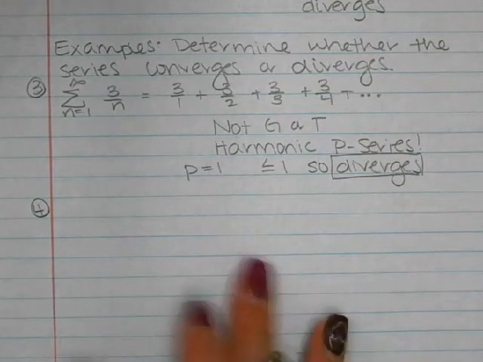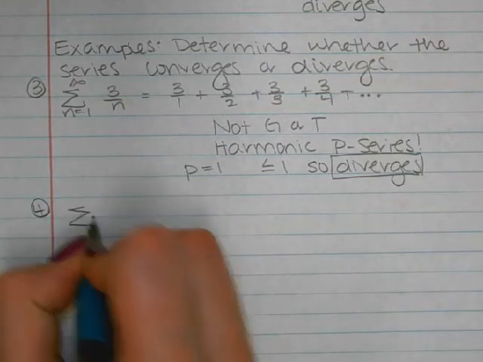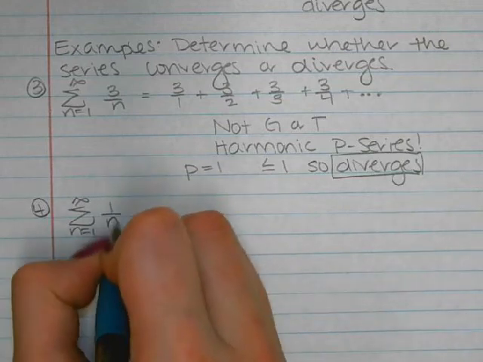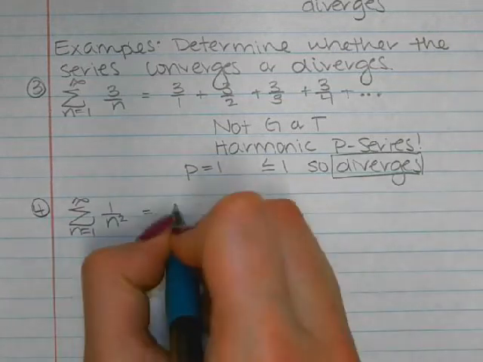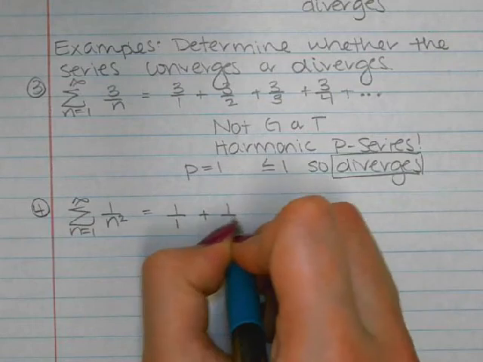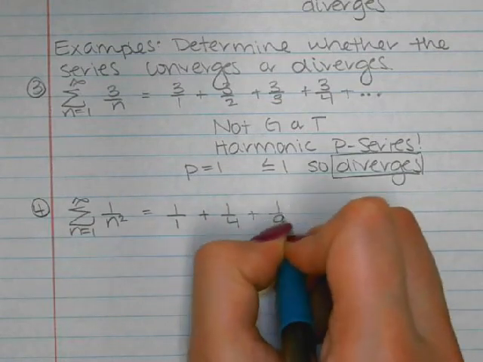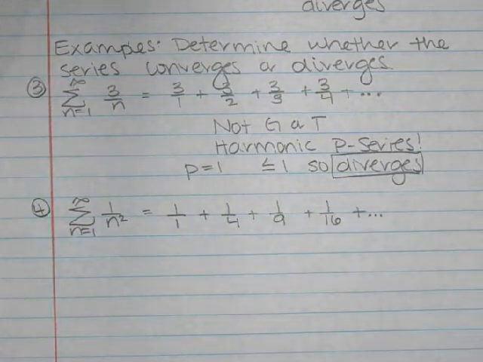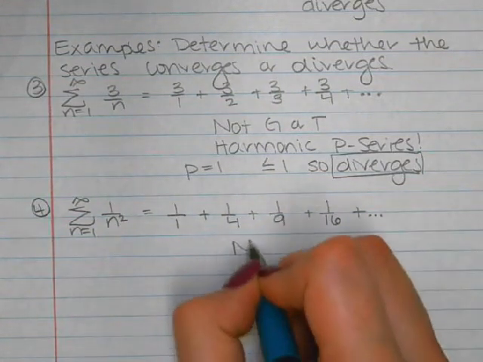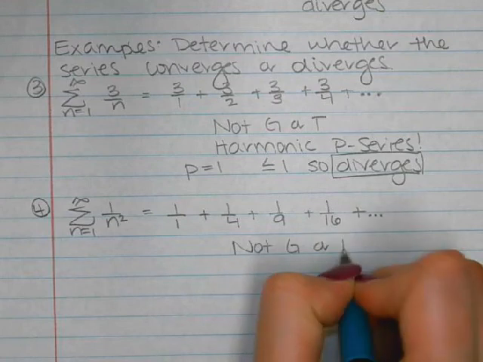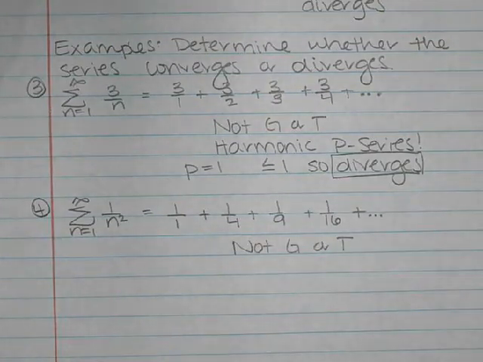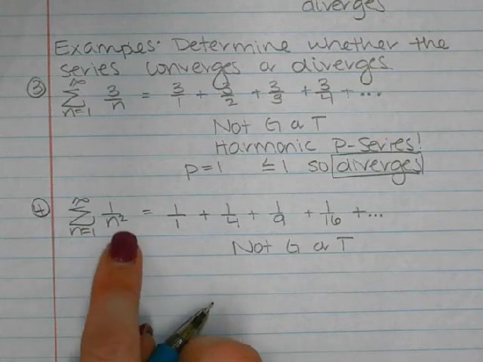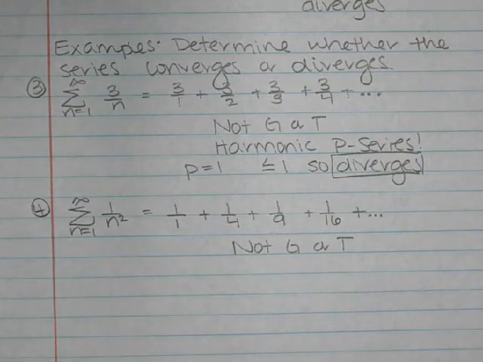All right, and then last example, we're going to say we're looking at the series 1 over n squared. So that'd be 1 over 1, 1 over 4, 1 over 9, 1 over 16. If you look at this, it's not geometric or telescoping. If you were to do the nth term test on it, the limit as n goes to infinity of this would be 0. That's when it was inconclusive, so that's not helpful.